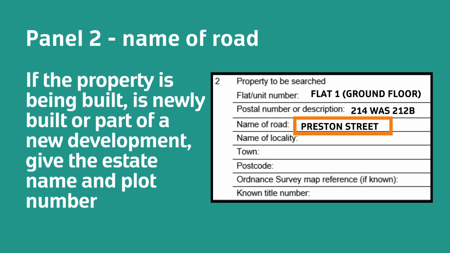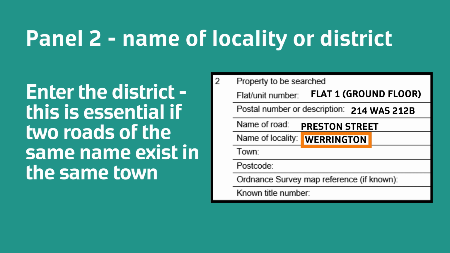Name of road. If the property is part of a new development, either recently built or in the process of being built, give the estate name and plot number where possible. Next, enter the name of the locality or district where the land is found. This is particularly important where two roads of the same name exist within the same town.